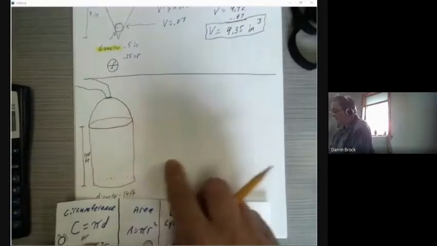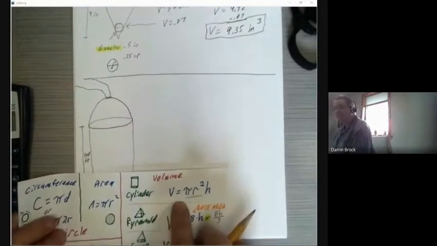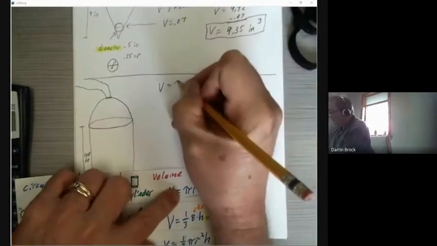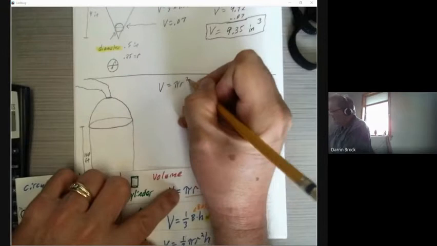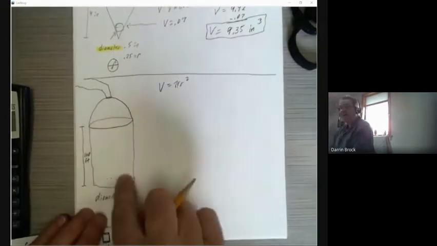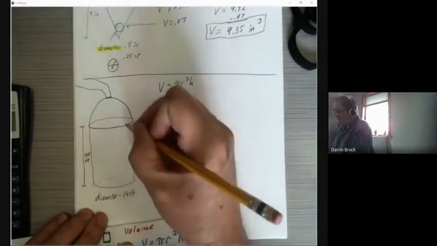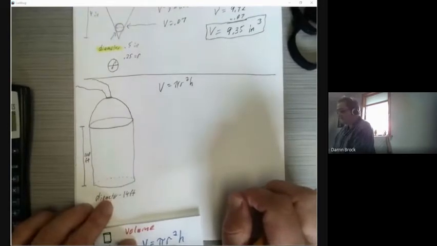So let's get the equations that we need here. For the cylinder, the volume equals pi r squared, which is the area of a circle. That's the base, how big this is, times the height. So we know how big this is and then how tall. That's how much the cylinder will hold.